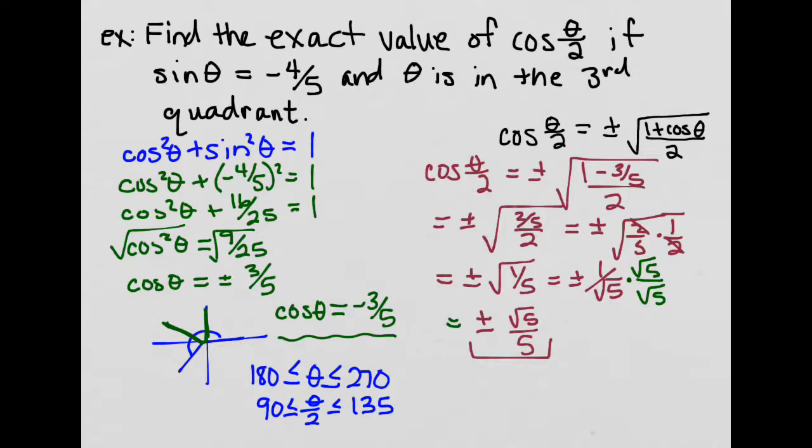So basically, theta halves is in the second quadrant, and then to figure out what the sign is, we look at the second quadrant. We're looking at cosine, so that's the x-coordinate, and the x-coordinate in the second quadrant is negative. So cosine of theta halves is equal to negative square root of 5 over 5.